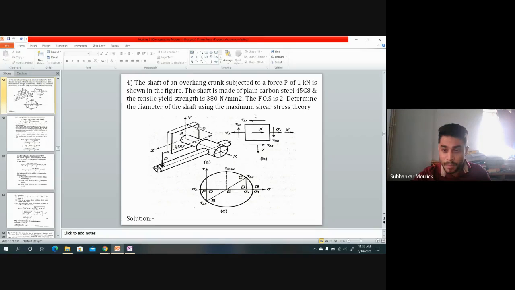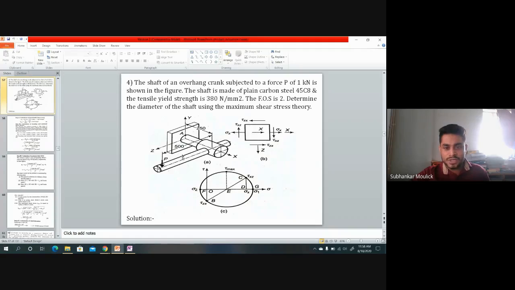Yes, since the shaft is made up of plain carbon steel, and I know that plain carbon steel is ductile material, so this value 380 Newton per millimeter square is nothing but yield strength value. अगर ये yield strength नहीं लिखा है तो आपको ऐसे समझना पड़ेगा कि ये yield strength है, ठीक है? So this SYT is given to me, that is 380 Newton per millimeter square. Factor of safety is 2. Okay. Determine the diameter of the shaft using maximum shear stress theory of failure. That means you need to find out the dia of the shaft.